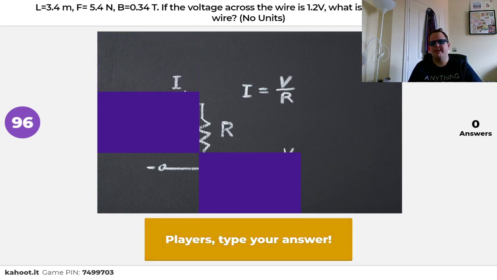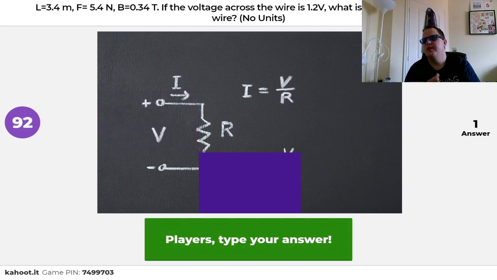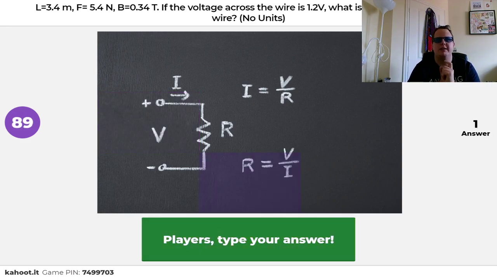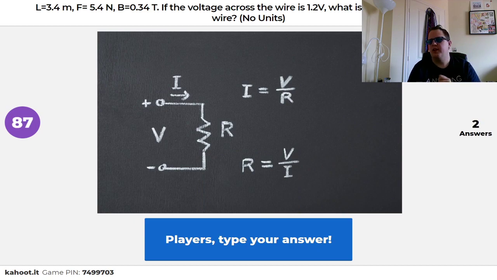Okay, so you're going to need to do 2 calculations here. One, to find the current in the wire using F equals BIL. The second, once you've got the current, use the equation here: resistance is voltage divided by current. Now, don't worry about units because I know people struggle to put in the ohm symbol. But good luck.